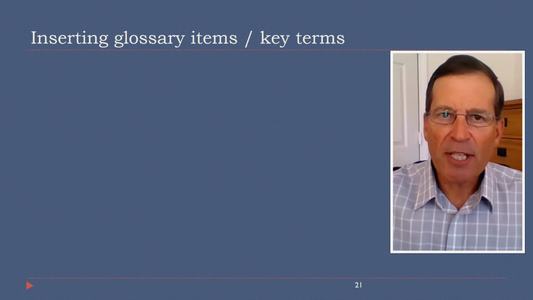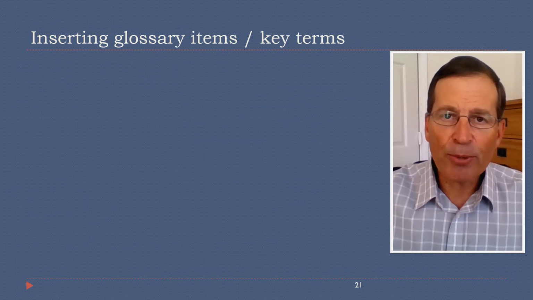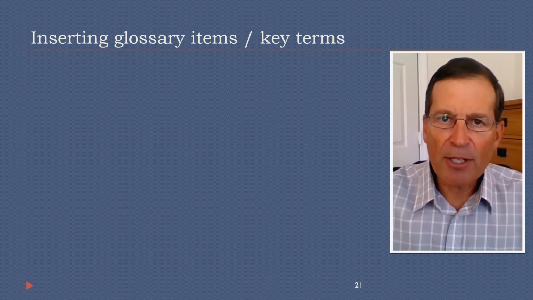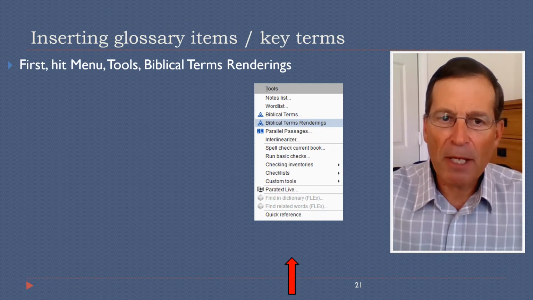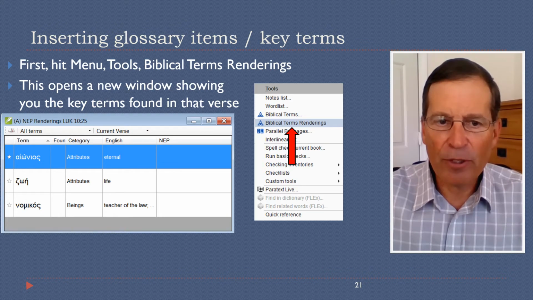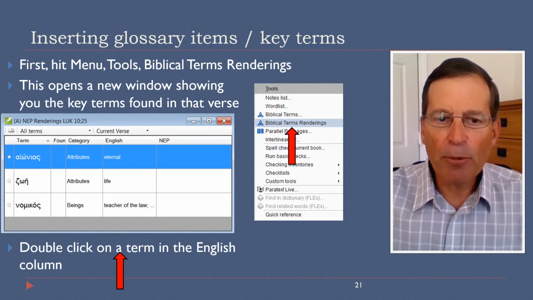Many translation teams also include glossary items as another supplementary help to help their readers understand more fully the meaning of key terms. To insert a glossary item, you first hit Menu, Tools, Biblical Term Renderings. This opens a new window showing you the key terms found in that verse. You can double-click on a term in the English column.